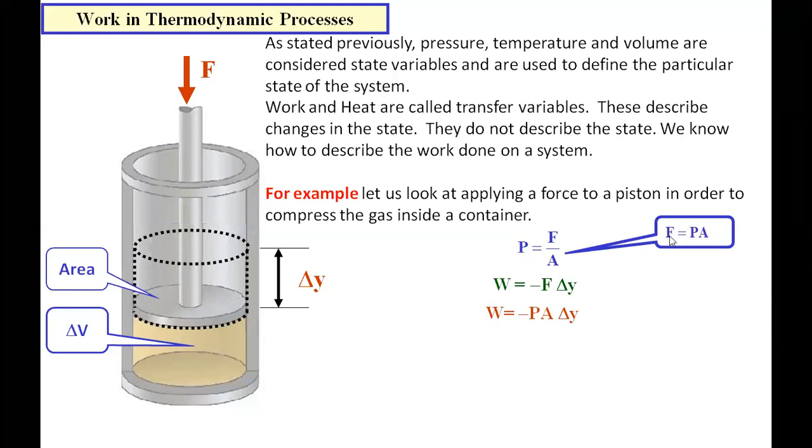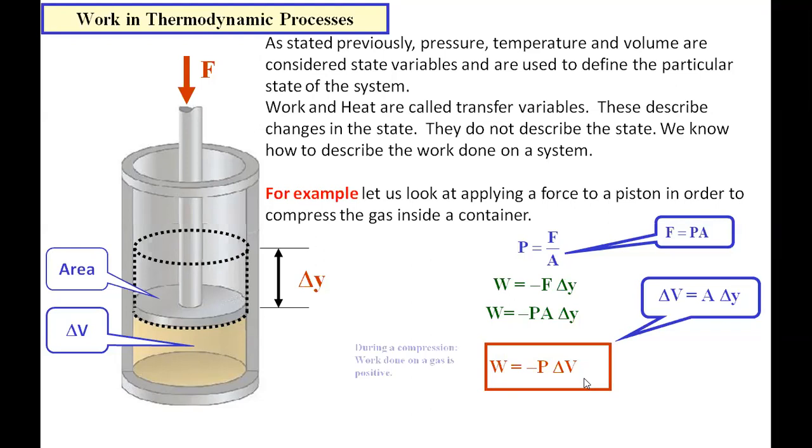So if we substitute the force in the equation of the work, then the work equals minus P times A times delta Y. But the area times delta Y is delta V, so delta V equals A times delta Y. In this case, the work equals minus P delta V. This is during a compression. When we compress the gas, work done on the gas is positive.